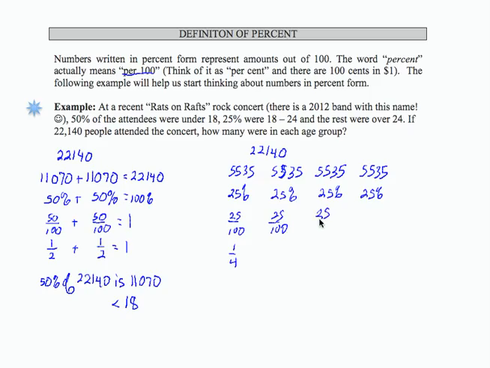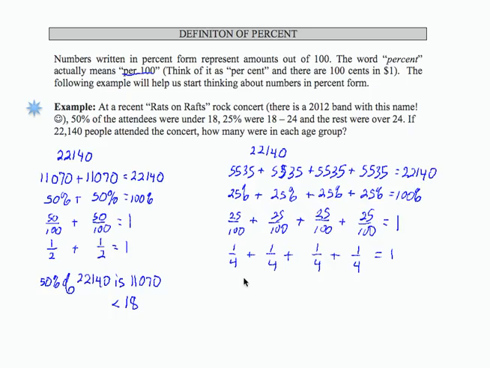So we're going to kind of do the same thing with this problem that we did with the last problem. Let's see if we get the same kinds of results. I think we probably will. So if I add 1/4 together 4 times, I get 1. If I add 25 over 100 4 times, I get 100 over 100, which is also 1. 25% added together 4 times is 100%, which is also 1. And if I add my 5,535 together 4 times, I get my initial amount of 22,140.